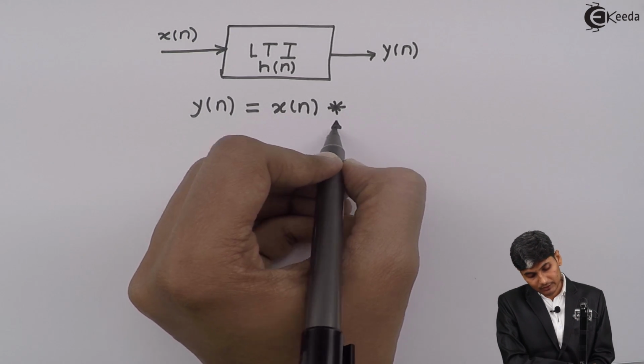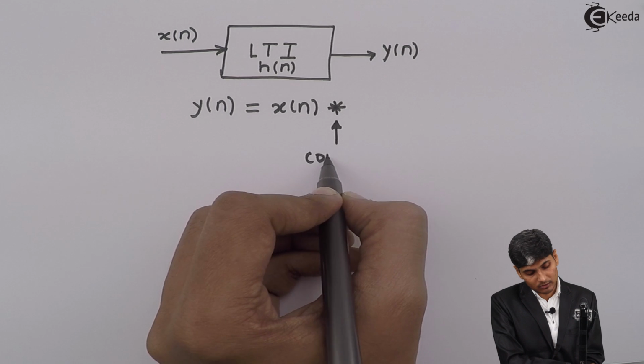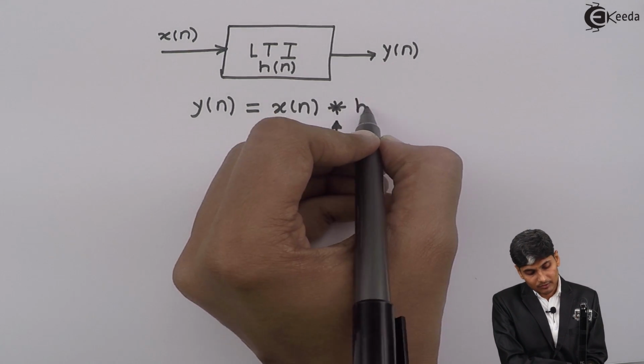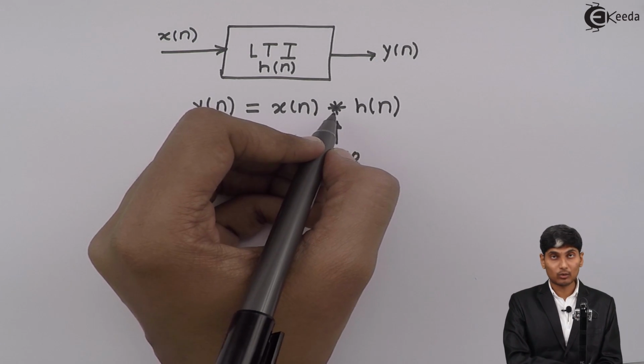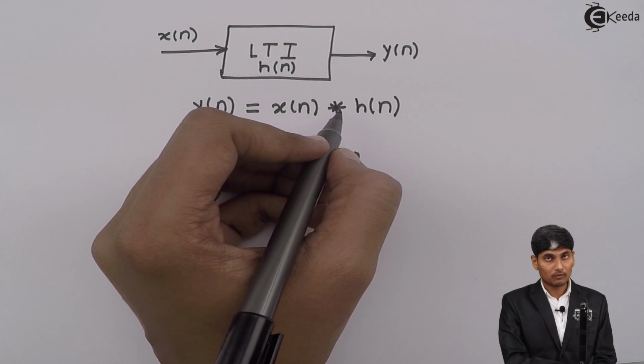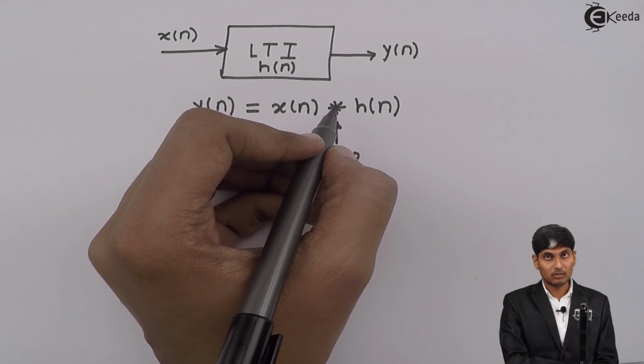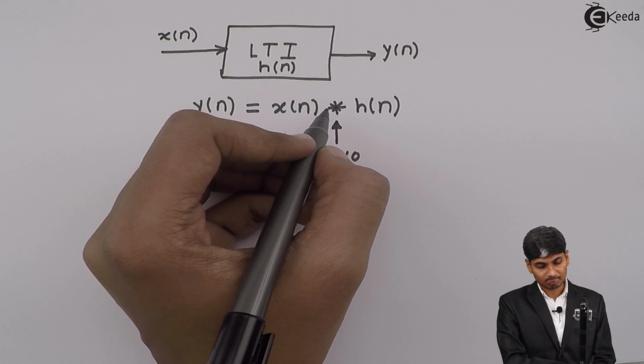Now this asterisk sign is very important because it is called convolved with h of n. This is not multiplication, this is convolved or convolution. This is a special symbol which is called the convolution symbol.